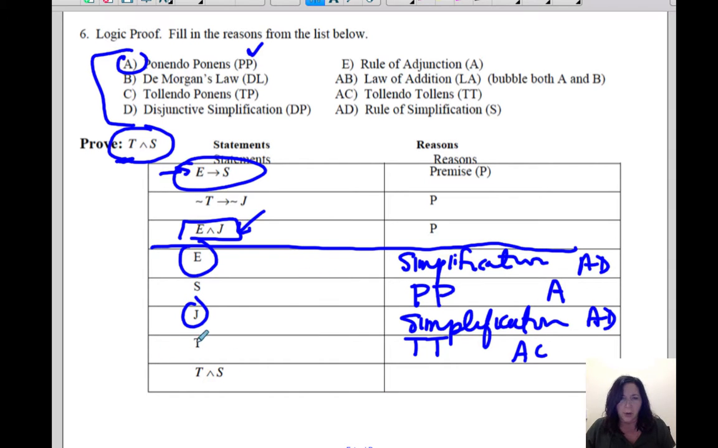So therefore, I know that T happened, and I know S happened, so they both happened. So I'm adding them together. That's called adjunction. And I don't know what number that is. Rule E. So that would be rule E. Okay?